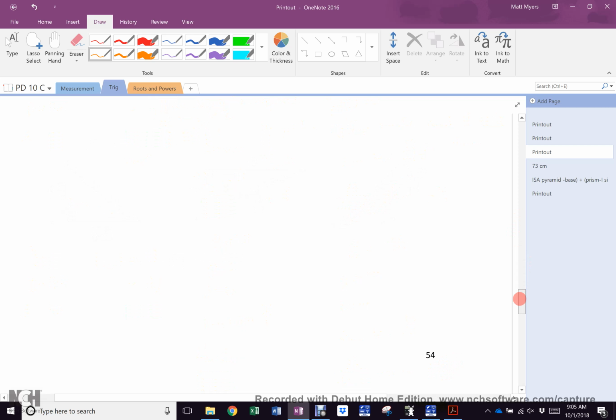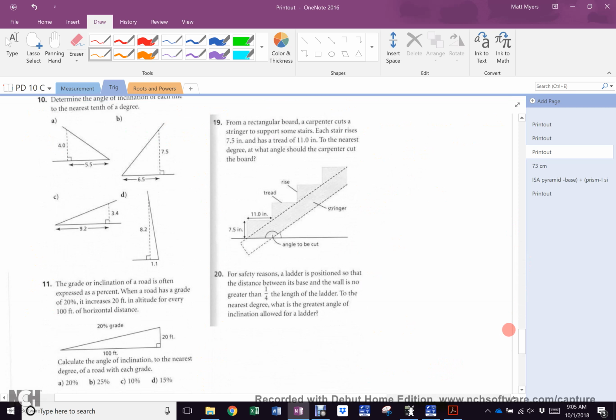And the last question, the actual difficult question, number 19. This is the angle I need. How do I find it?